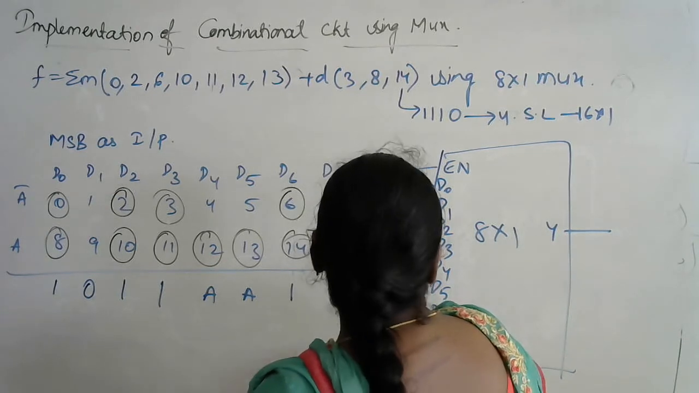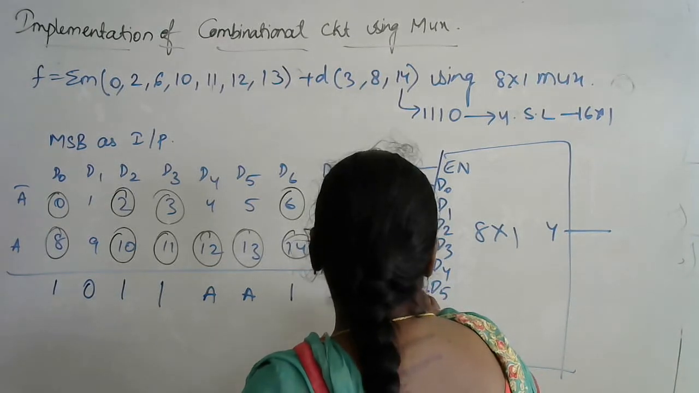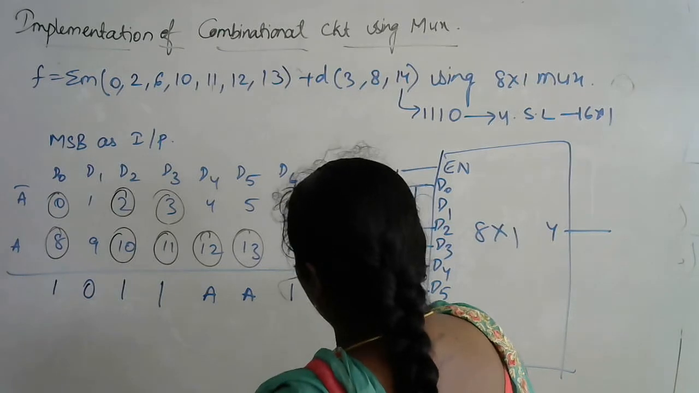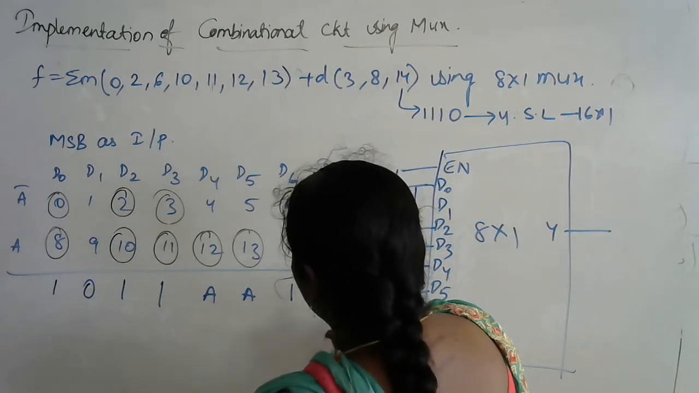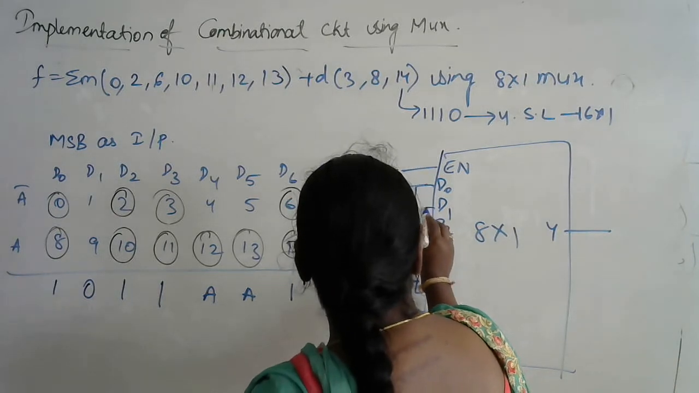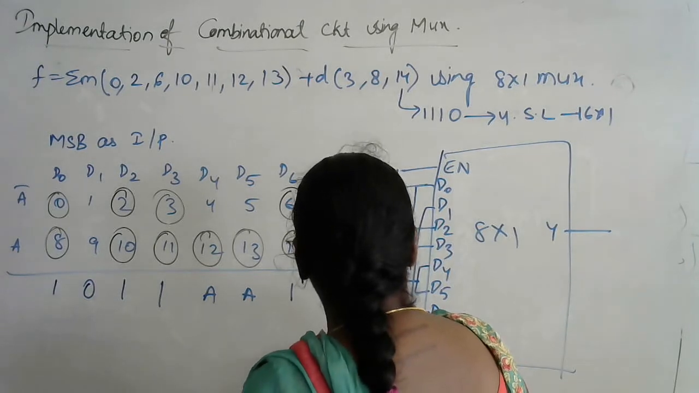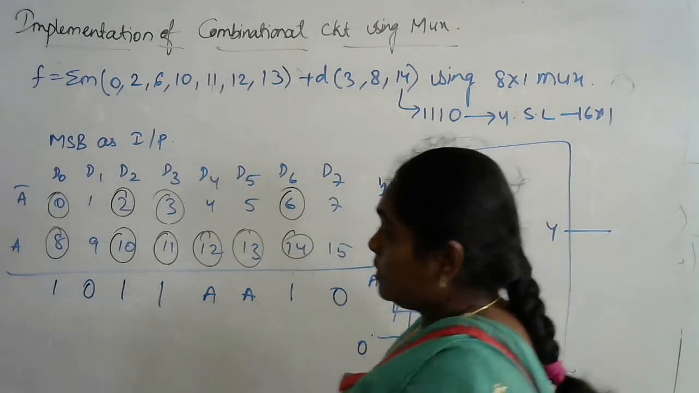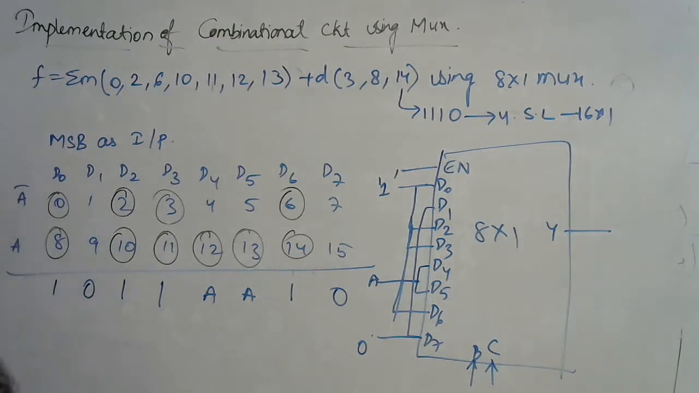D4, D5 is A. D7 is 0, D1 is also 0. D1 and D7 short and connect it towards 0. This is how to implement a Boolean expression with the don't care case by using a multiplexer.